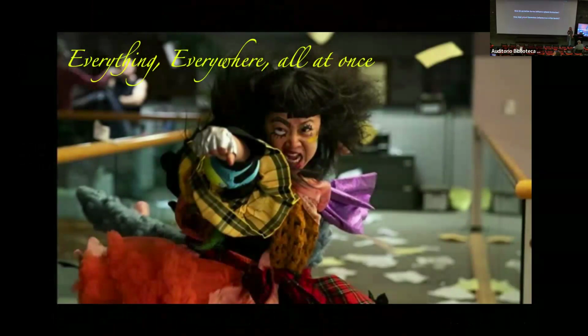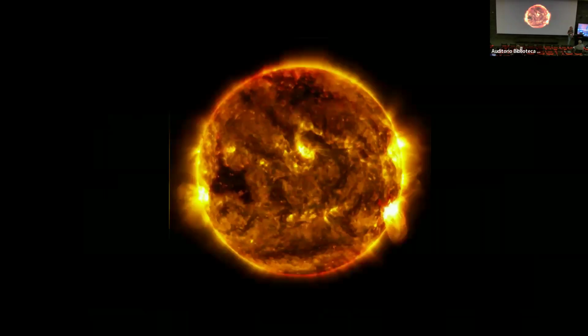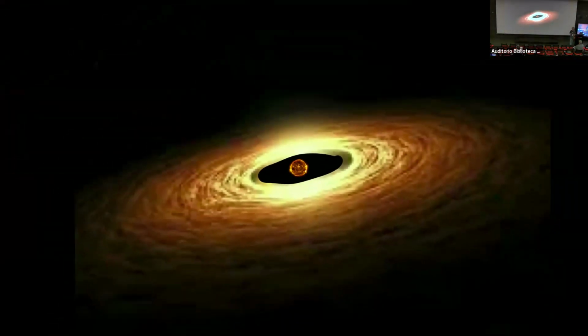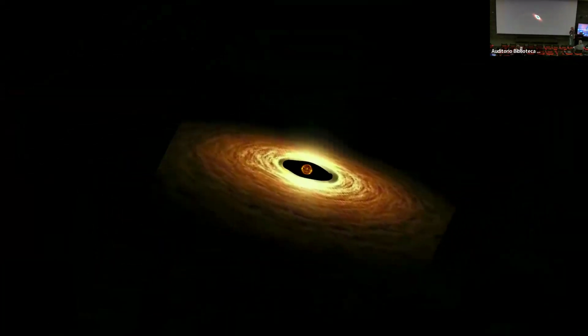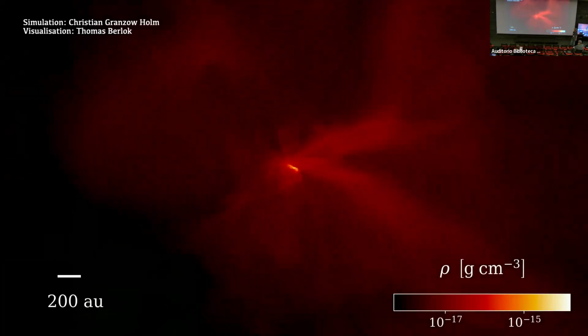But I want to put the talk in a bit of the context of this conference. So we're talking here about how do accretion bursts influence planet formation, and also how does planet formation influence accretion bursts. And the major problem we're facing as a community in this conference is that we're talking about many different scales. So we go from the accretion onto a protostar to a disk around the star, and finally we've already talked a lot about the influence of the environment, of inflow.